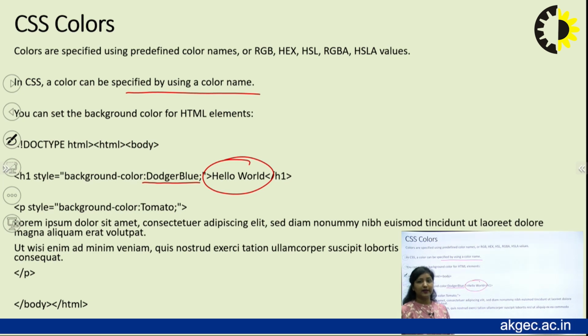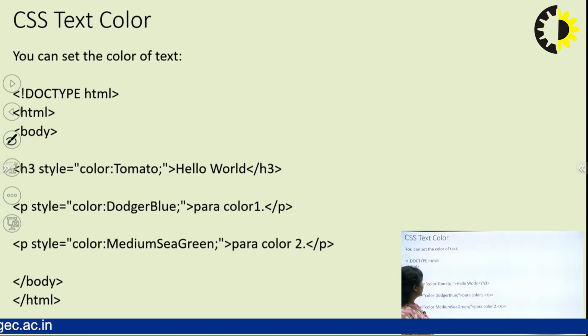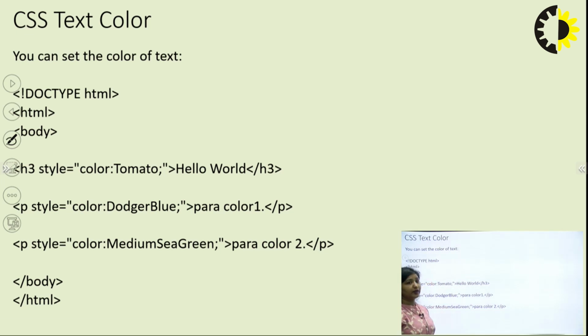So this is how I can define a color, just by writing the name of that particular color. Like if I write background-color is tomato, what will happen? The background color of that particular text will become tomato. Text color: if I want to set the color of the text, with the heading I want to use, h3 style is equal to color colon tomato. So what will happen? The text which is included in this h3 will be of the color tomato.